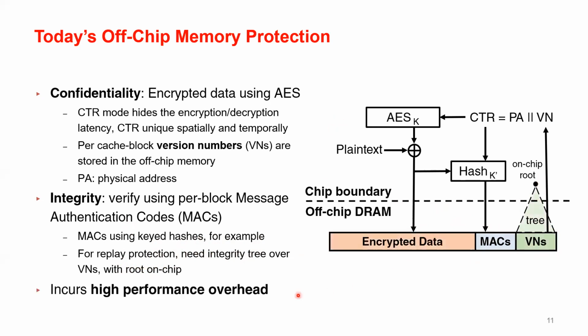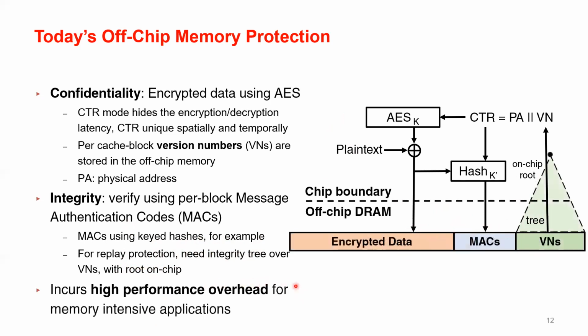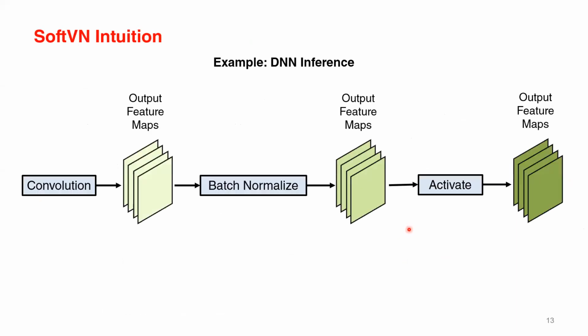This whole mechanism incurs a high performance overhead in today's TEEs, especially for memory-intensive applications, because their memory footprint is larger, the metadata is proportionately larger, and the tree is deeper. So we need to traverse the deeper tree and hence fetch much more metadata on each memory read, which incurs high performance overhead. So in SoftVN, we propose to reduce that overhead by tracking the version number in software.